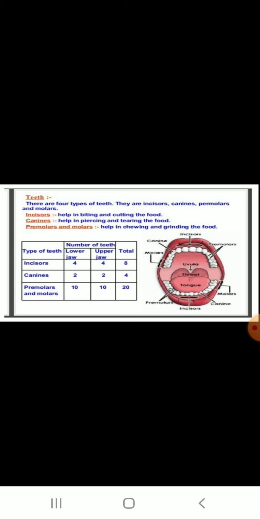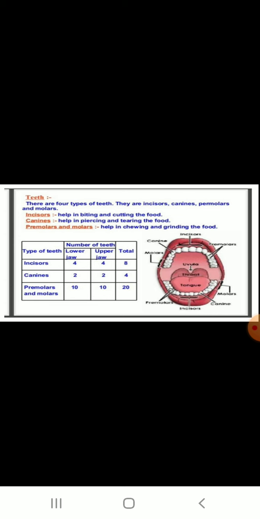Teeth, as I told you, we have around 32 teeth. We call those teeth permanent. Below 8 years of age there will be milk teeth. Milk teeth will not be permanent, they will definitely fall down. That is why we call them temporary teeth.